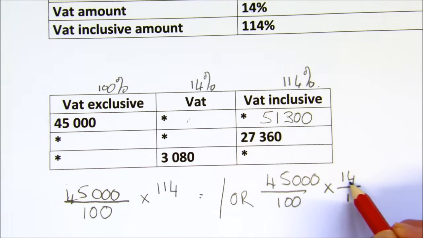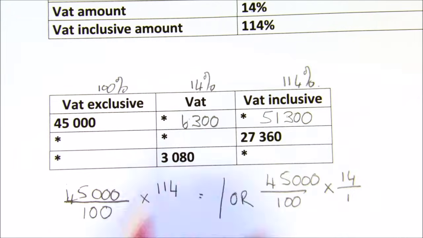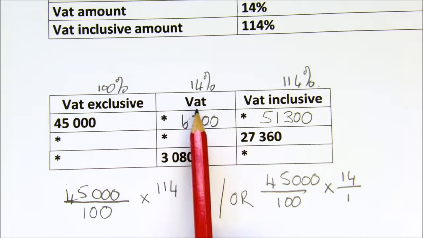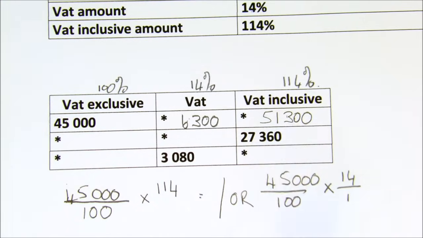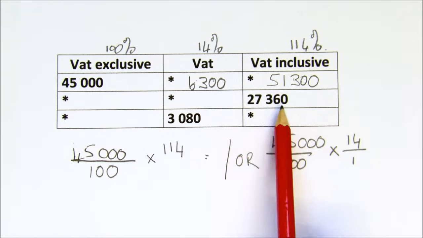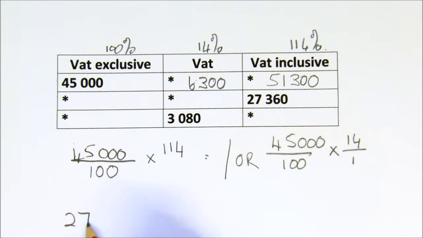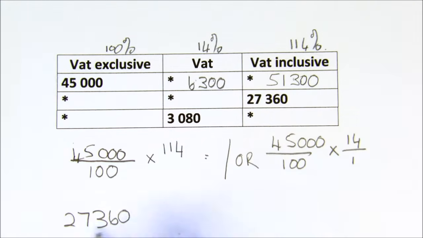And if I only worked times 14, I would have been calculating the VAT amount. So the VAT amount is the difference between the exclusive and the inclusive. Now let's look at the next one. This one, you're given the inclusive amount. So you're given 27,360, but that is equal to the inclusive amount.